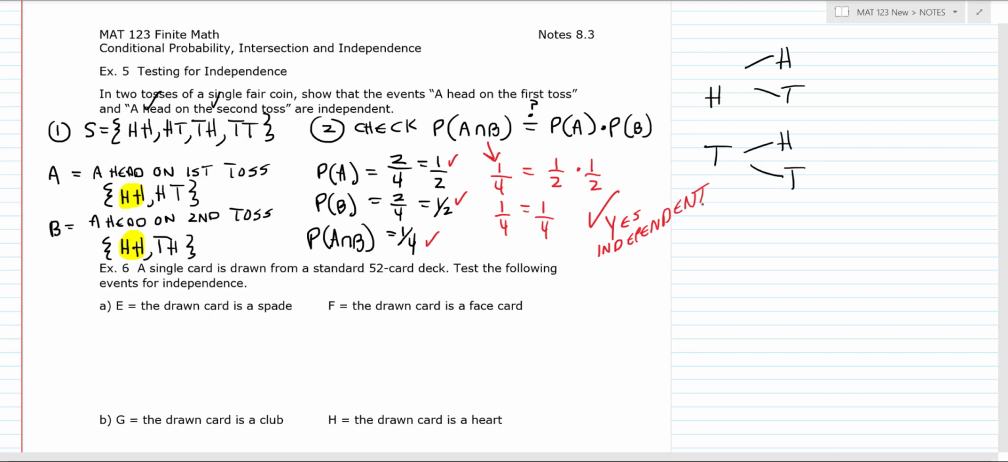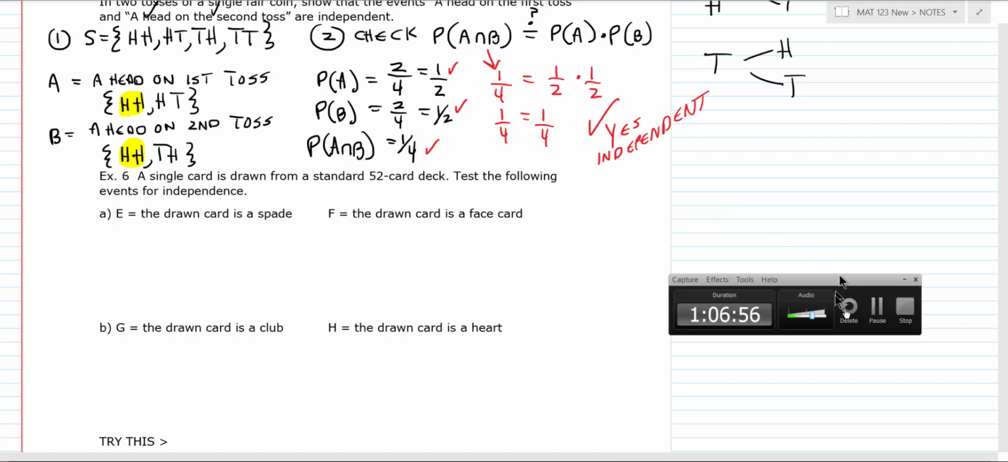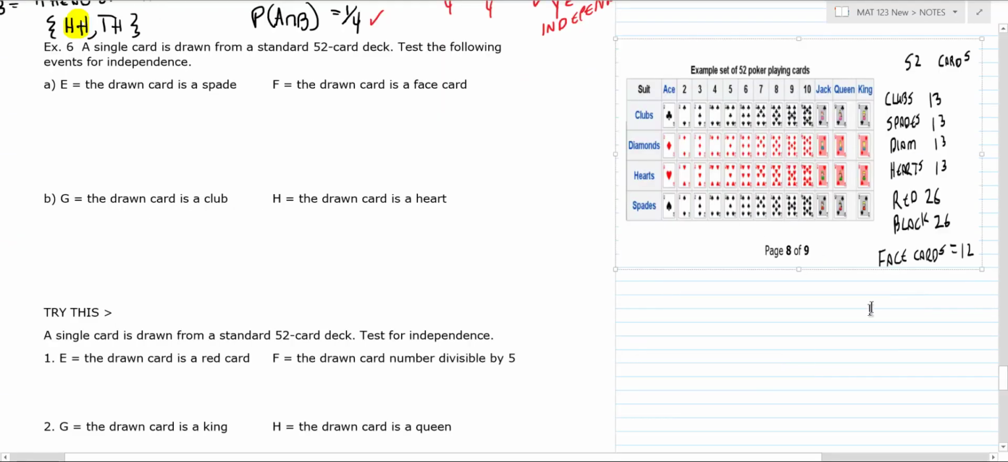Now we're going to look at a couple more of these, just different scenarios. I'm going to get the card diagram. We're going to do a couple of examples that have cards in them. Again, we're drawing a single card from a 52-card deck. We're going to see if these two events are independent or not. We're going to look at the card drawn being a spade, and the card drawn being a face card.